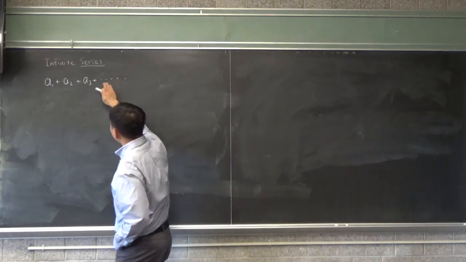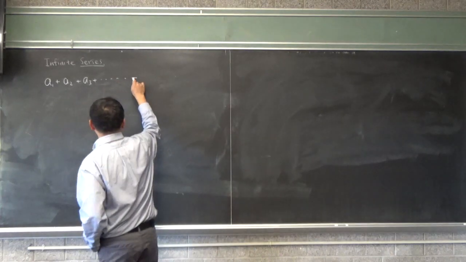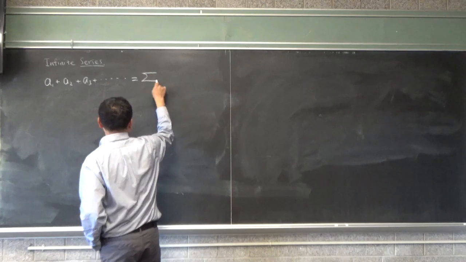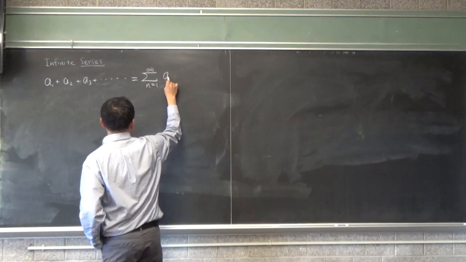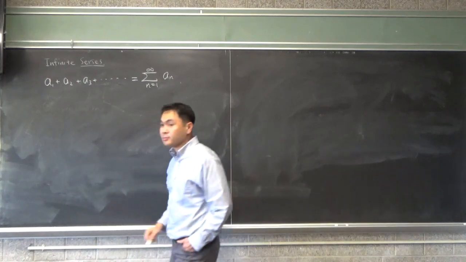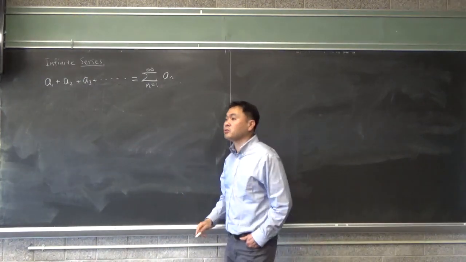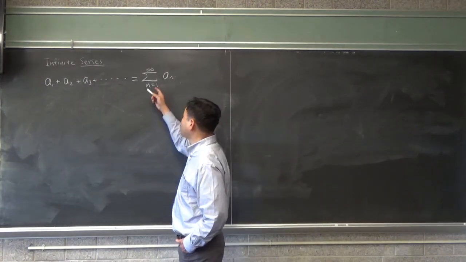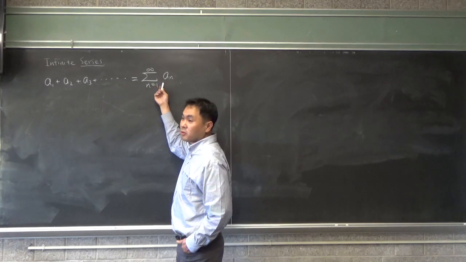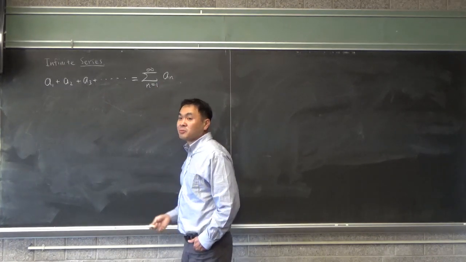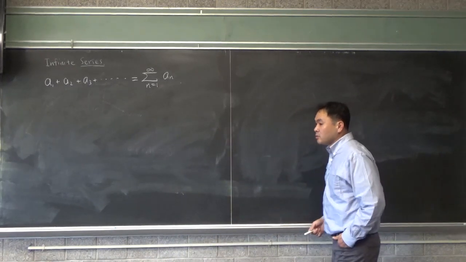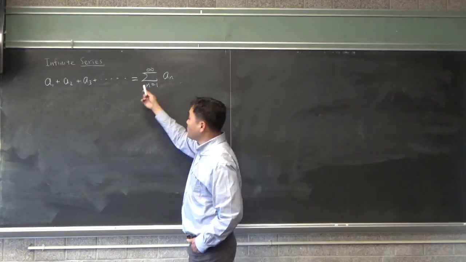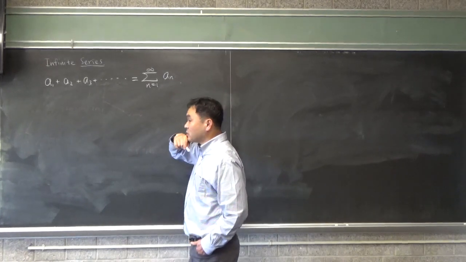If you have an infinite series like this, you can rewrite this as a summation of a_n, n from 1 through infinity. So oftentimes, the infinite series will be presented in this form, with a_n given as an explicit function of n. Now, this is a very informal way of defining what an infinite series is.